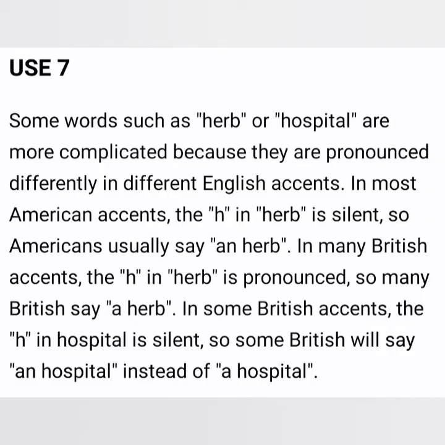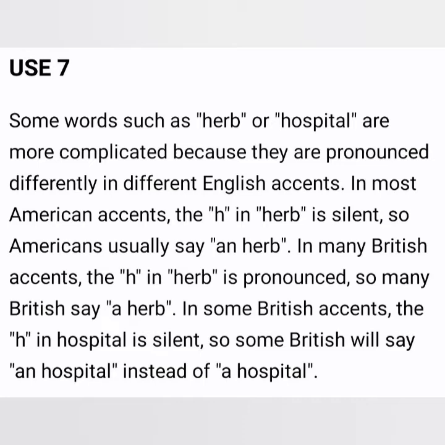Let's move to the next rule. Some words such as herb or hospital are more complicated because they are pronounced differently in different English accents. In most American accents, the H in herb is silent, so Americans say an herb. In many British accents, the H in herb is pronounced, so many British say a herb. In some British accents, the H in hospital is silent, so some British will say an hospital instead of a hospital.